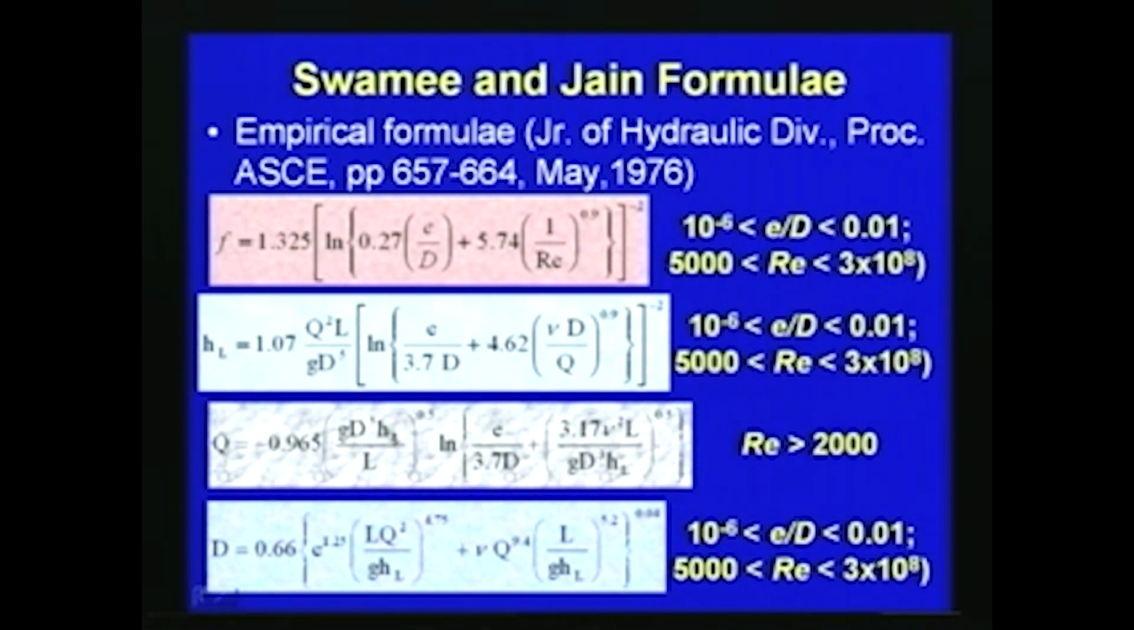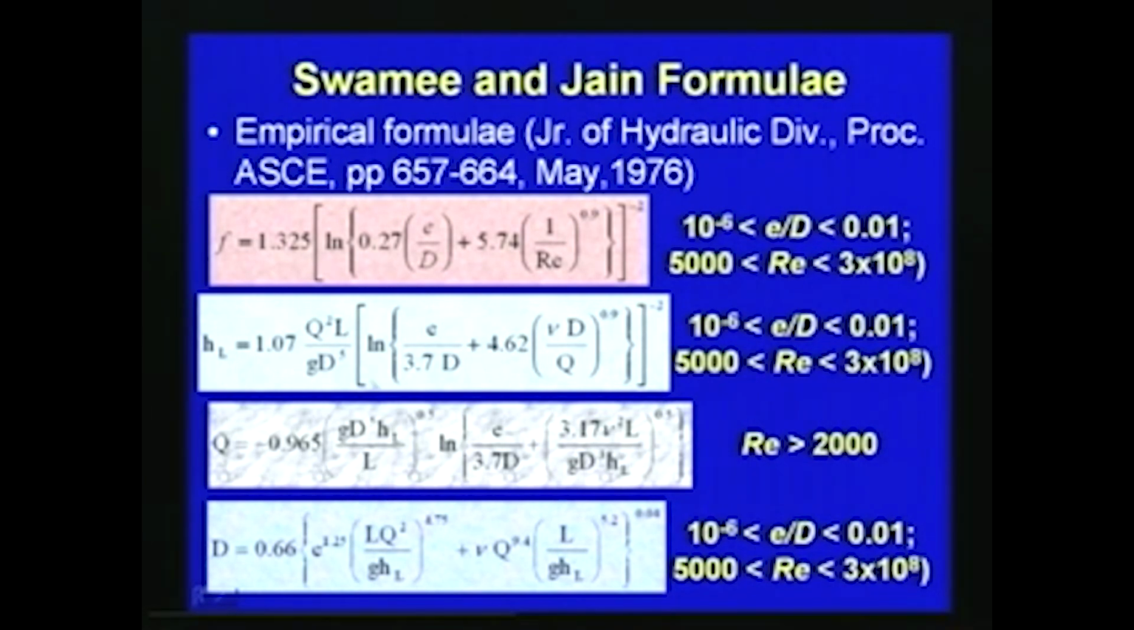Swamee and Jain also derived the equation for discharge. Discharge Q is equal to minus 0.965 G D to the power 5 HL divided by L to the power 0.5, natural log of E by 3.70 D plus 3.17 nu square into L divided by G D cube into HL, all to the power 0.5. This equation for the discharge is valid for Reynolds number greater than 2000 as given by Swamee and Jain, where E is the roughness height and nu is the kinematic viscosity.